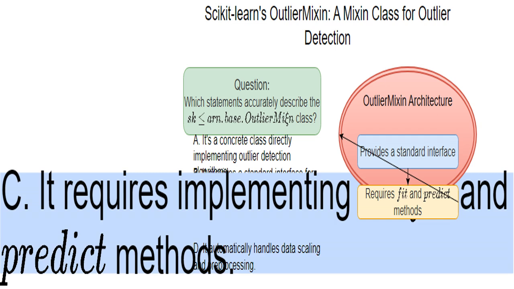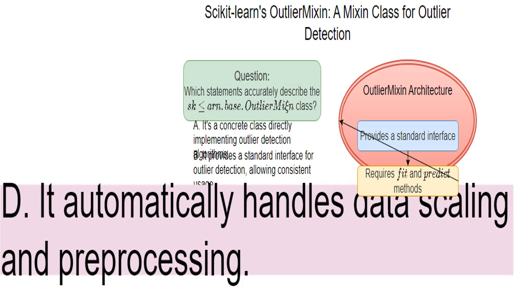Scikit-learn's design emphasizes consistency, and this is a key aspect of it. This is incorrect. The OutlierMixin class doesn't handle data scaling or preprocessing. That's something you have to do beforehand. Prepare your data, scaling, cleaning, and then apply outlier detection.